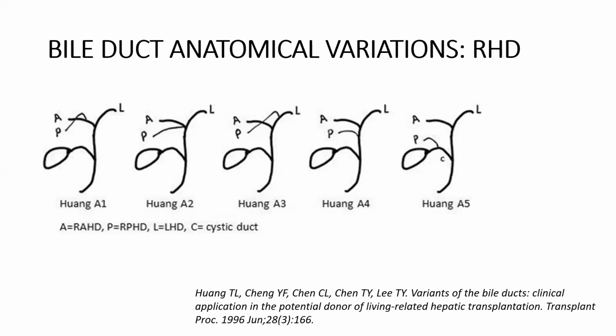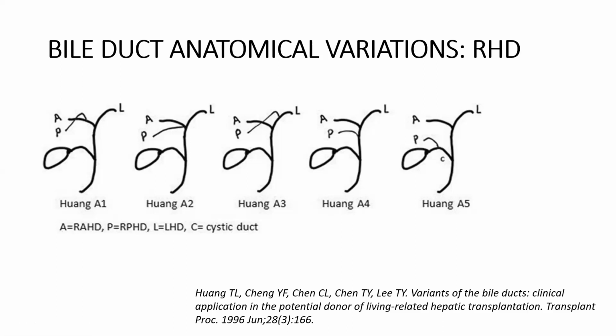A number of anatomical variants are described. There are many classifications. The common ones I'm listing here are described by Huang. This is the common one that we see where the right duct is formed by the union of right anterior and right posterior ducts. Sometimes we have a trifurcation pattern where right anterior, right posterior, and the left duct join together. This is also another common variant where we see the right posterior joining the left system.